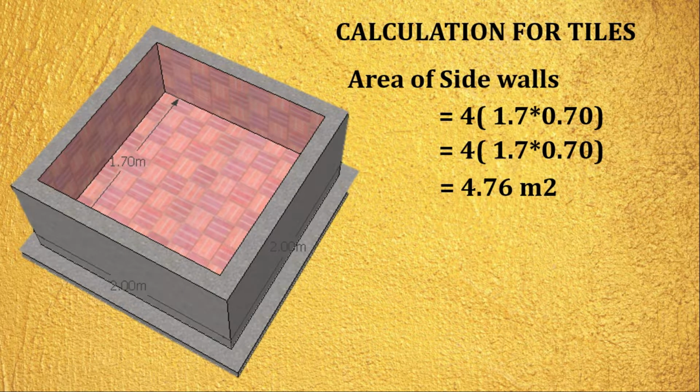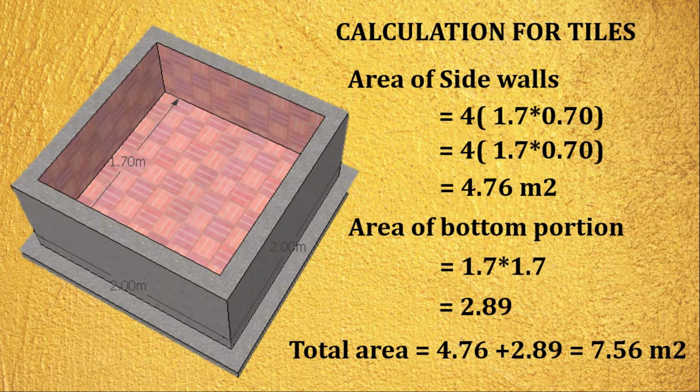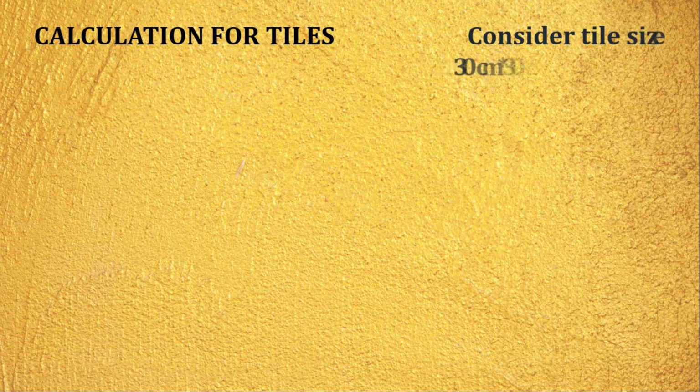And if we want to find out the area of the bottom portion, that will be 1.7 multiplied by 1.7, so you can easily find out the area of the bottom, that is 2.89 meter square. So the total area will be 4.76 plus 2.89, which is equal to 7.56 meter square. Now for the calculation of the number of tiles required, first you need to identify which size of tiles you are going to use. For this member we are considering the size of 1 feet by 1 feet, that is 30 centimeter by 30 centimeter.